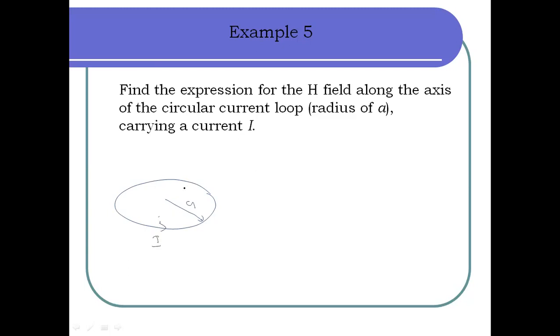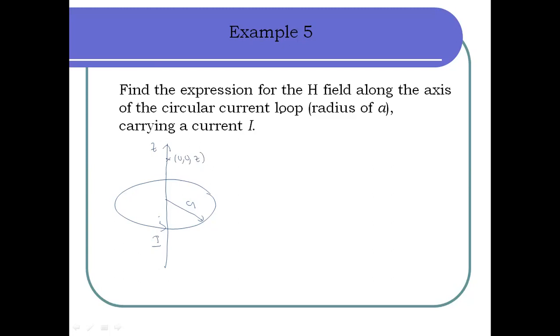So we need to find the H field along the axis, which is considered to be the Z axis. We need to find the H field produced by this filament current in a circular loop structure at any point on the Z axis having a coordinate of 0, 0, Z, for instance. So we need to find the H field at the position 0, 0, Z.